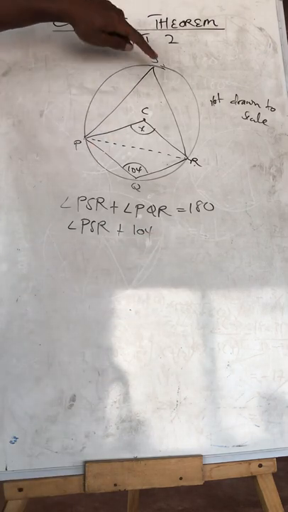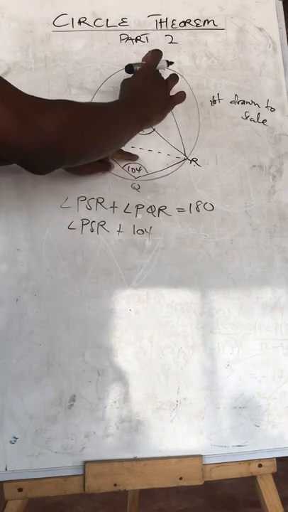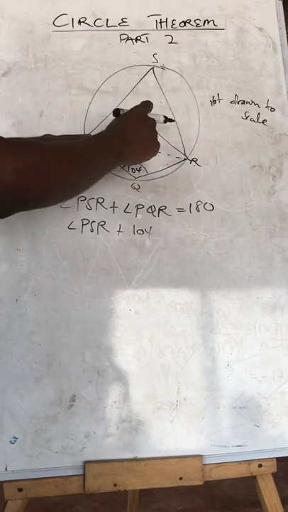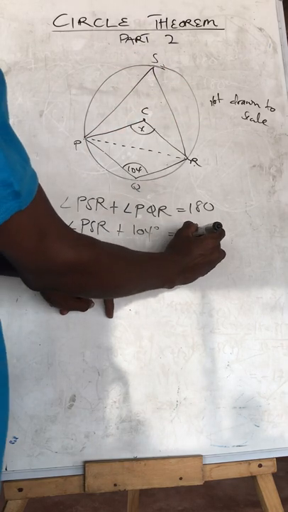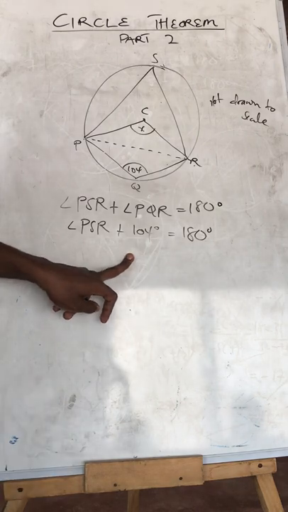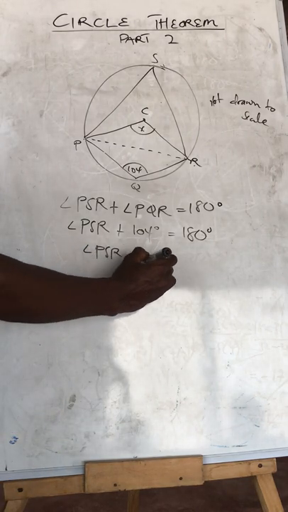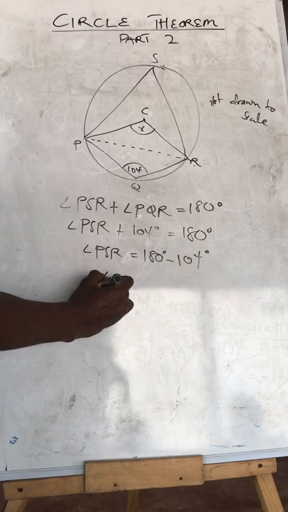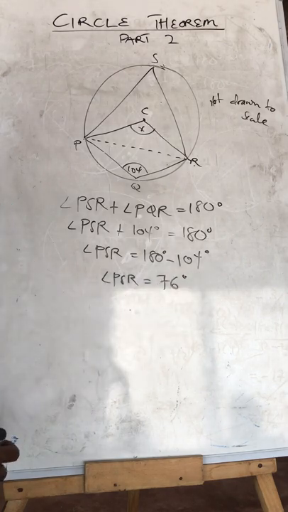I'm using that because when I'm able to get here, I can get here because this is the chord meeting at the center and the circumference. So when I get here, I'll just double that value to get here. So 104 degrees equal to what? 180 degrees. So now PSR becomes 180 degrees minus 104 degrees. So angle PSR will be equal to 76 degrees.